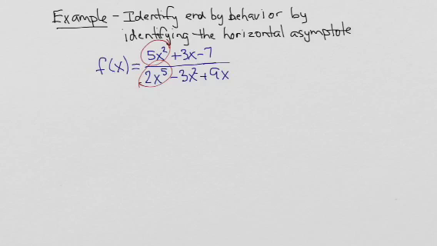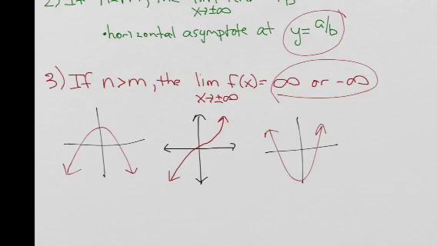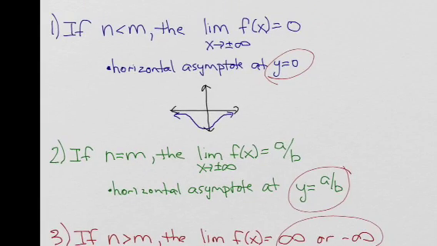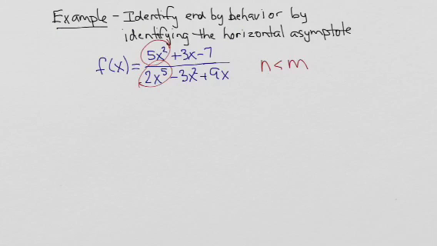All right, so then we want to take a look at which one's bigger. And in this case, n is less than m. The numerator is less than the denominator. So that would be situation 1 here. That means that we're going to have a horizontal asymptote at y equals 0. So there's our answer. The limit as x approaches positive or negative infinity of this function is going to be 0. Again, that's the same thing as saying the x-axis, or y equals 0.